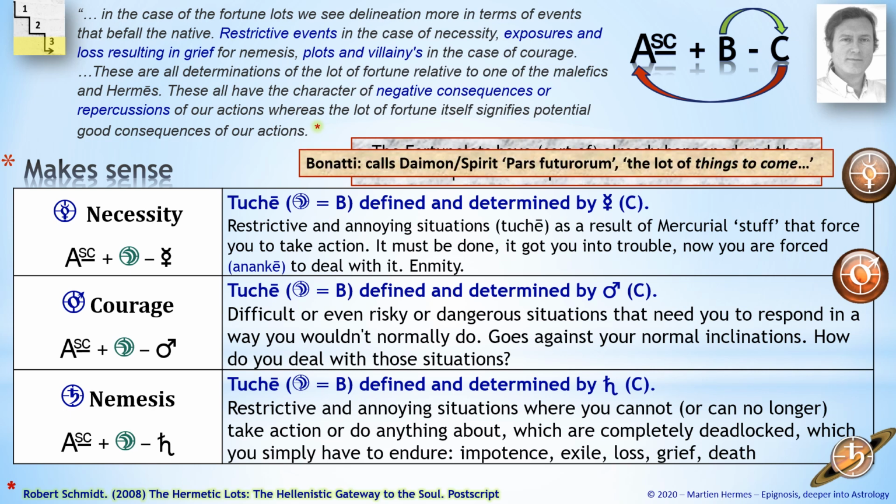And it's interesting to notice that Bernati calls the diamond spirit lot pars futurorum, the lot of things to come. So these fortune lots have already happened, but the diamond lots are things to come, which are not yet there, but have to be chosen by the native, and then they will come to be. So they are by means of assent to what is shown to you and how you react to it. The things giving you hope, in the case of Jupiter, and in connection with the diamond, and things that arouse desire, in the case of Venus and Eros. So that's quite obvious.